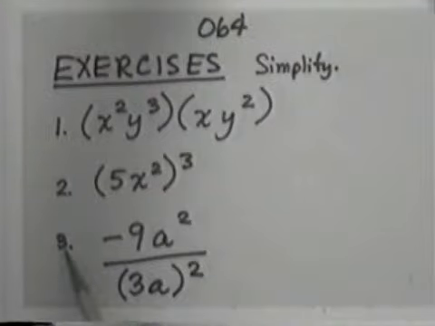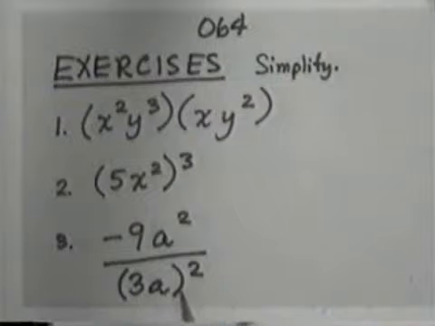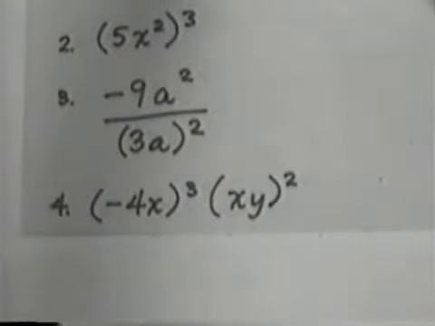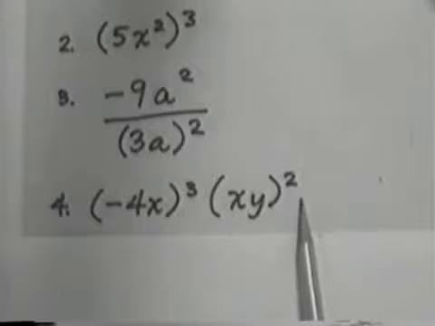Exercise 3. In the numerator, negative 9a to the power 2. In the denominator, in parentheses, 3a, close the parentheses, exponent 2. Exercise 4. In parentheses, negative 4x, close the parentheses, exponent 3. In the next set of parentheses, xy, close the parentheses, exponent 2.